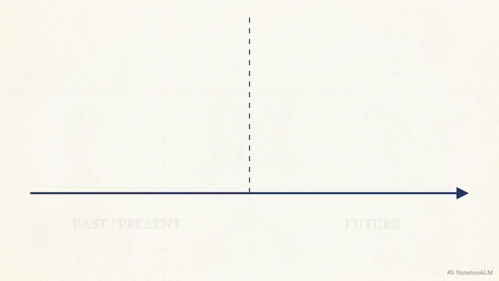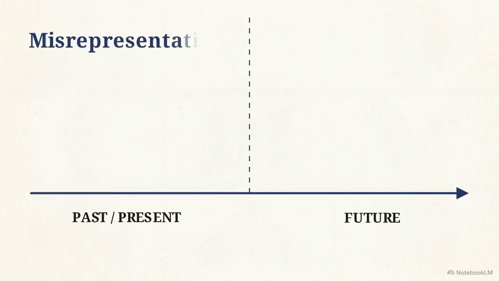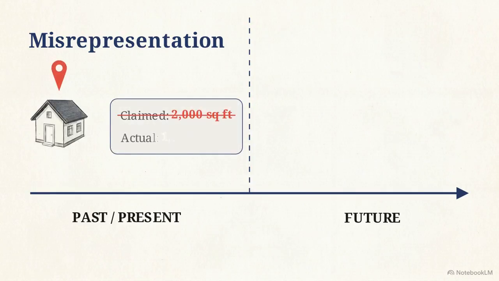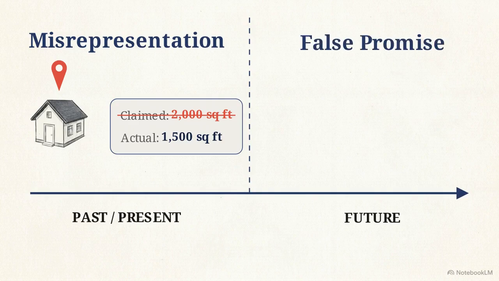Honesty violations are divided by timing. Misrepresentation involves lying about a past or present fact. For example, knowingly telling a buyer a 1,500 square foot house is 2,000 square feet is misrepresentation. A false promise is a lie regarding a future event.